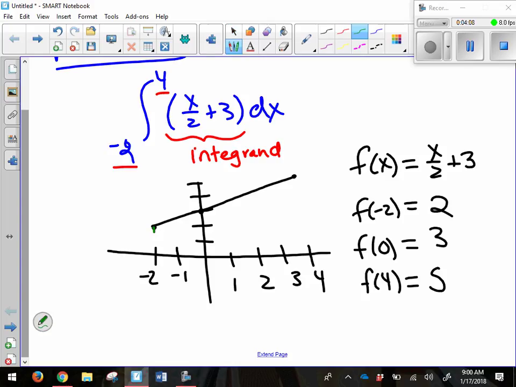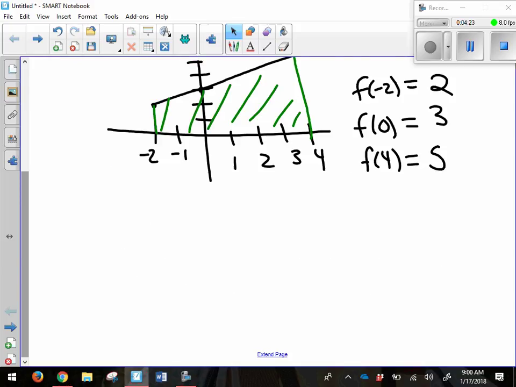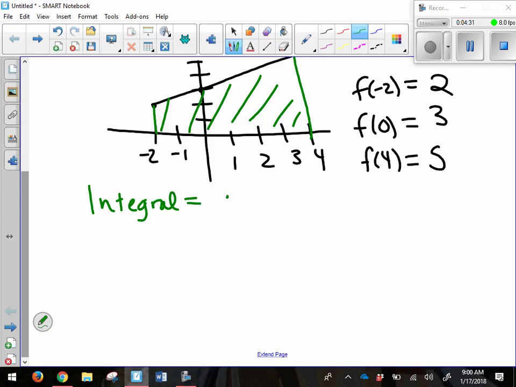Okay, so this is going to be a straight line. And if I'm finding the area under the curve, it's going to look like this. And what is that? It's a trapezoid. So the integral, which is the area under the curve, is the area of the trapezoid. Anybody remember what the area of a trapezoid is? Excellent.